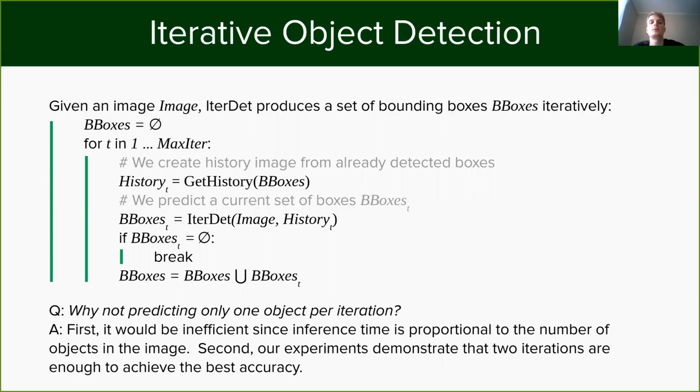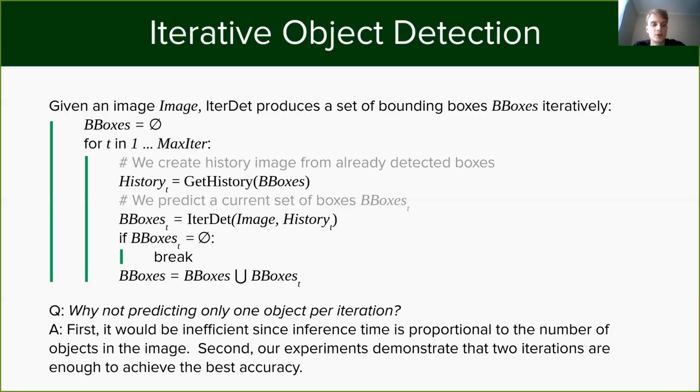So, given an input image, IterDet produces a set of bounding boxes iteratively. First, the output set is empty, and then for some number of iterations, we create a history image from already detected boxes, and then predict a current set of boxes from this image and the history. If the predicted set is empty, we just stop the algorithm. Otherwise, we add all predicted boxes to the output set.